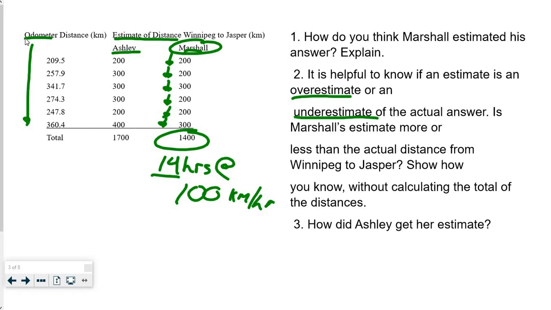Now, how did Ashley get her estimate? Ashley rounded to the closest number. So 50 and above, you go up, and 249 you go down. So she went down here, she went up here, she went down here, she went up here, down here, and up here. So she underestimated 3 of them and overestimated 3 of them. Are they going to be closer or further away? We're not sure until we get the actual answer, but we know that she's probably going to be a little bit closer than Marshall, who underestimated everything.